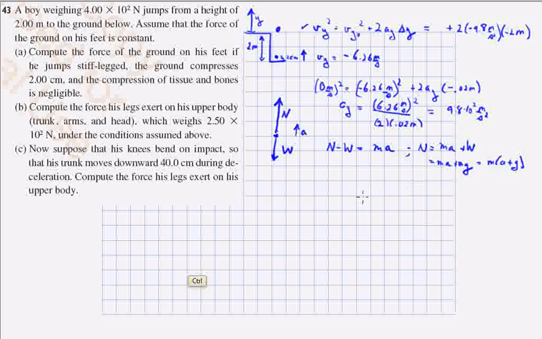You have to calculate his mass in order to figure out what this is. His mass we can get because we know his weight is 400 newtons, and if we divide that by g, 9.8 meters per second per second.